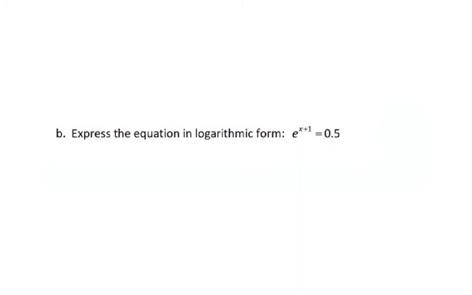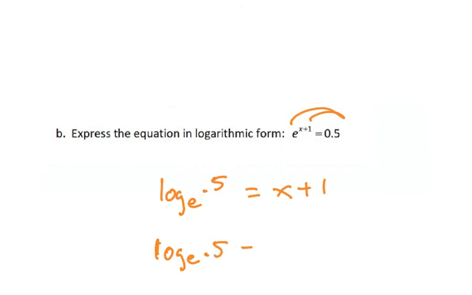Okay, so if we have something like this, now there's two approaches to this. We can convert it, and we get log base e to the 0.5 equals x plus 1. I froze there. And then we could move everything over, subtract 1, and we could leave it as such.